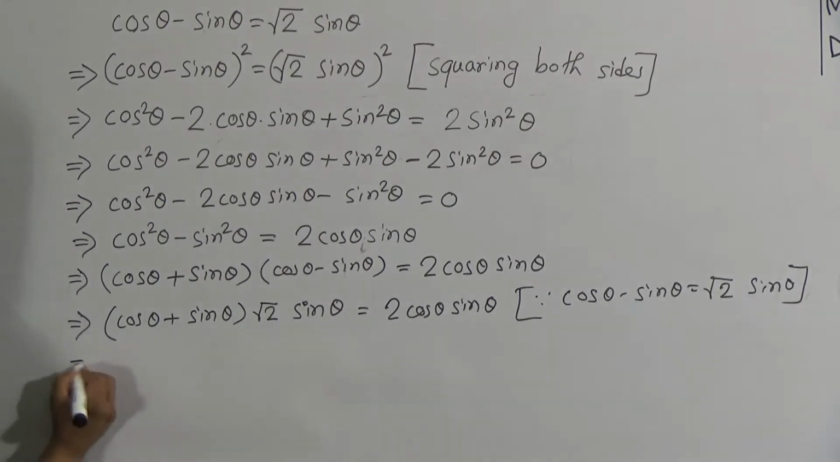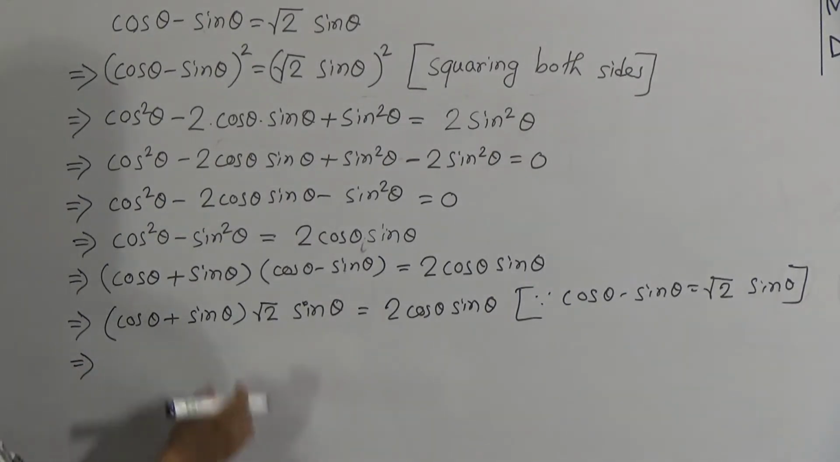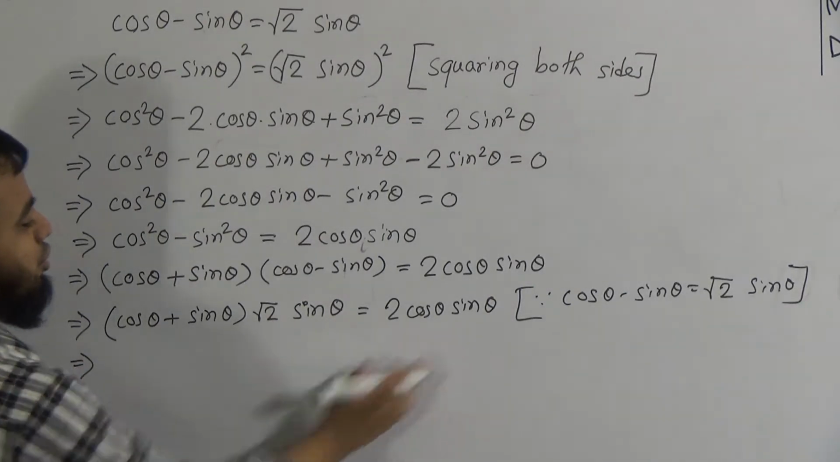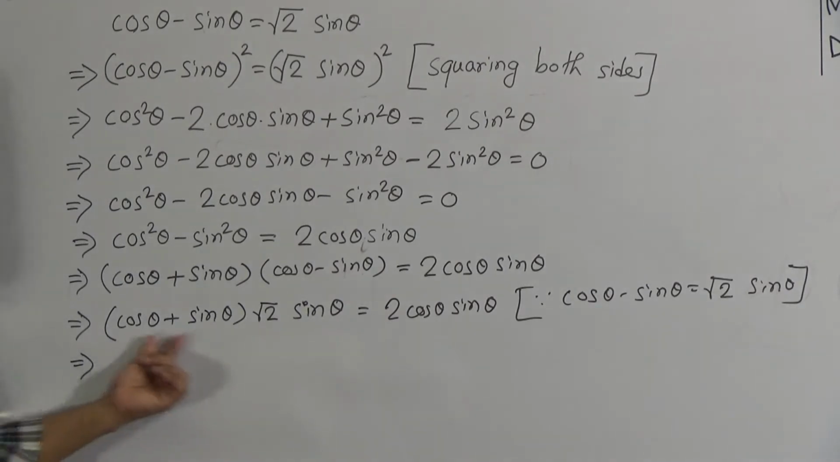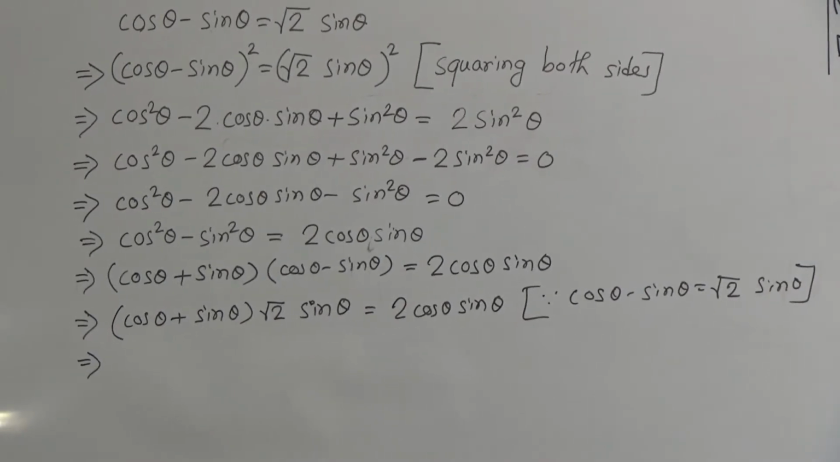Now my dear students, it's very simple. We need to transfer this one into the right side because we are going to prove cos theta plus sin theta. Look at the question. We are going to prove cos theta plus sin theta, so we need cos theta plus sin theta on the left side. So we will keep this one on the left side and the other one we should transfer to the right side.